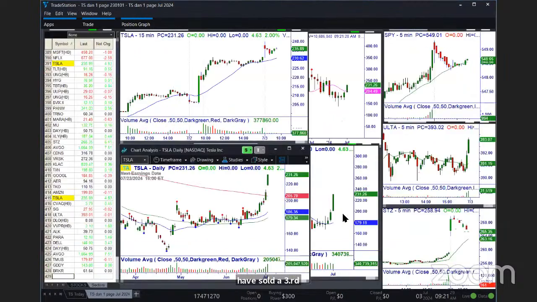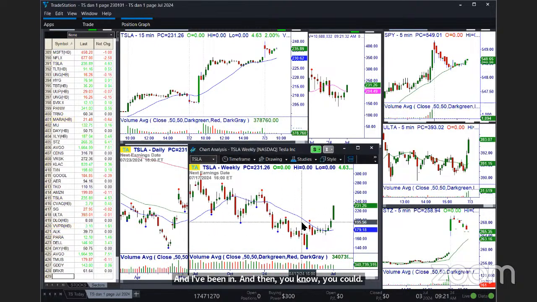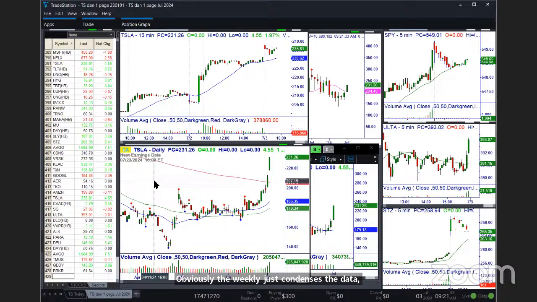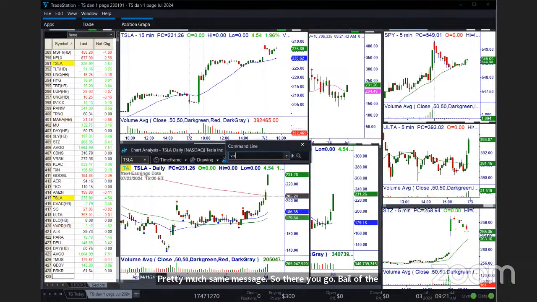And then, obviously the weekly just condenses the data, but pretty much the same message. So there you go. But yeah, the FANGs had a great week across the board. And then today Wedbush comes out and upgrades it. I thought they were better than that. Why do you wait for the thing to rally $60 before you give an upgrade?